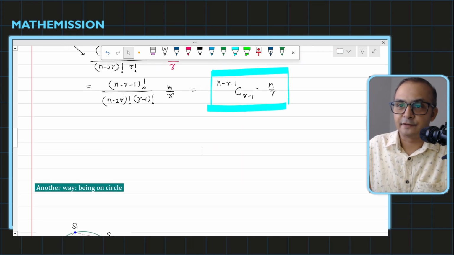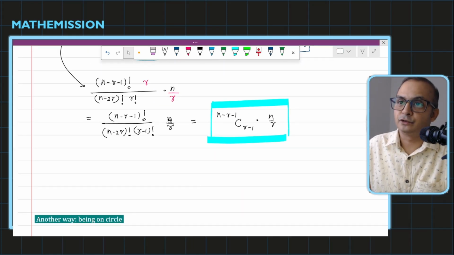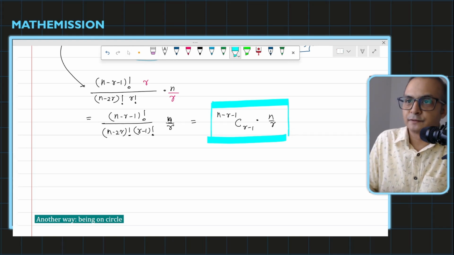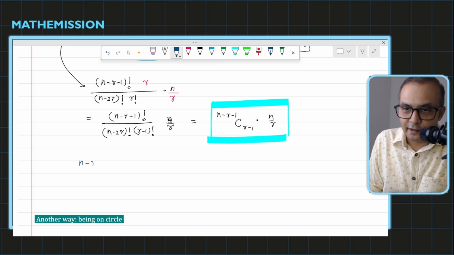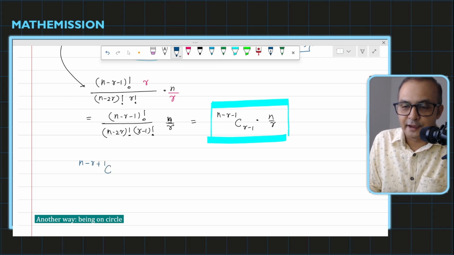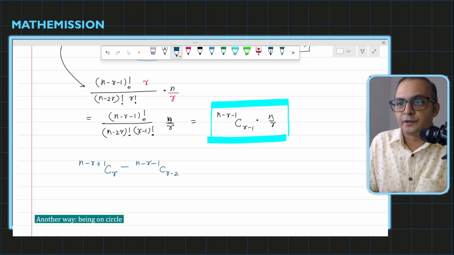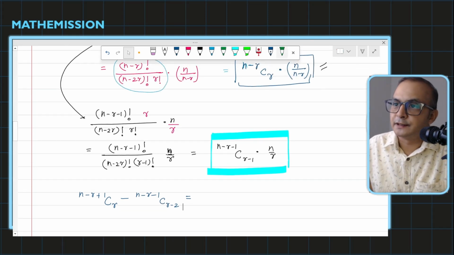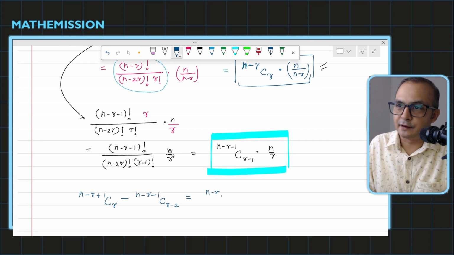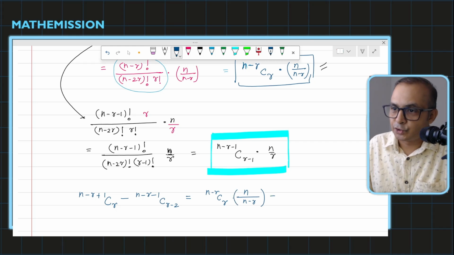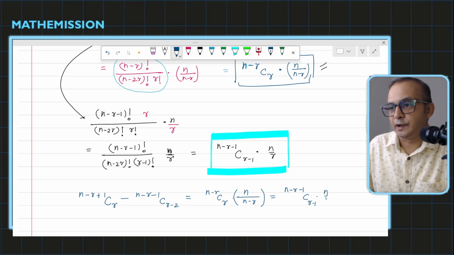So now in this case we can say that I have three different formulas. They are equivalent. What are those? The first was n minus r plus 1 C r, minus n minus r minus 1 C r minus 2, and this is equivalent to this formula, that is n minus r C r into n by n minus r, and this is also equal to n minus r minus 1 C r minus 1 into n by r.